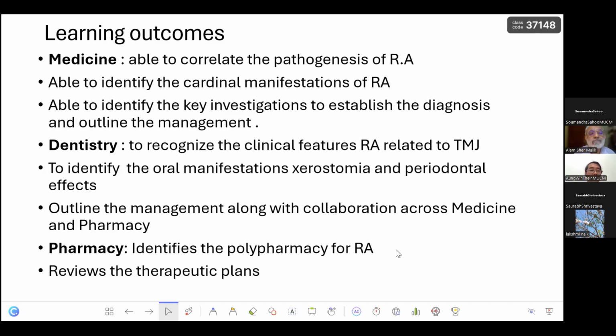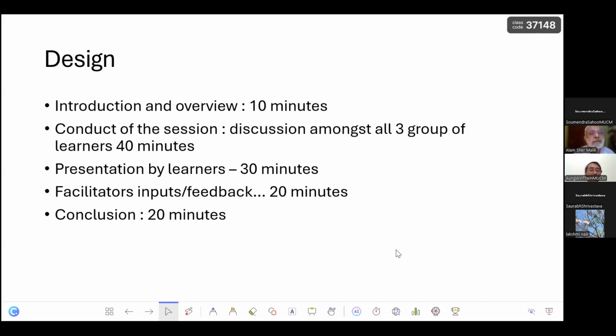Very good. And the design, sir, we have 2 here. It may not come up to 2 hours. So we thought we'll spend 10 minutes on introduction and overview. The conduct of the session will have discussion amongst all 3 groups of learners for 40 minutes, presentation by the learners for 30 minutes, facilitators' inputs or feedback for 20 minutes, and conclusion for 20 minutes. Right. Good. Comments from other participants?